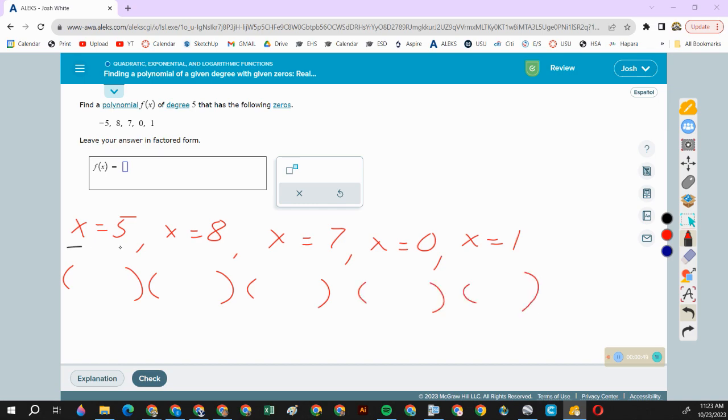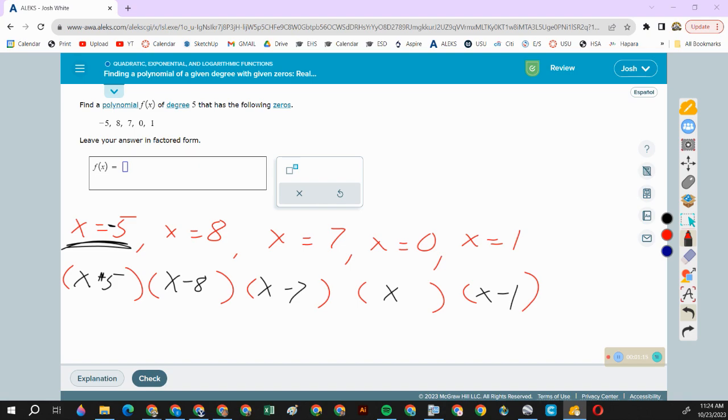What factor creates x equals 5? X minus 5. Oh, sorry, this is negative, so that should be positive. Good job. Glad you're paying attention. And then x minus 8, and x minus 7, x, and then x minus 1.